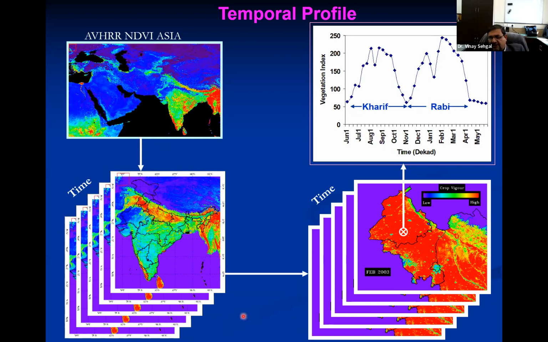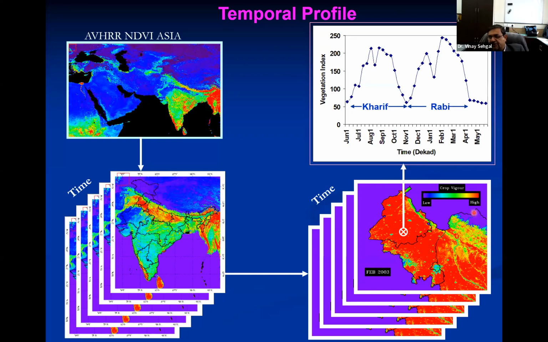Then suppose this is the Punjab area. I am interested in Punjab, Haryana. So if I click on this Punjab and bore through to see what is the value of vegetation index in time, I'll get for each pixel at each point this kind of graph, where on the x-axis is time, decade means every 10 days. Sorry, these images are every 10 days. So I extract those 10-day images of my crop area of interest.